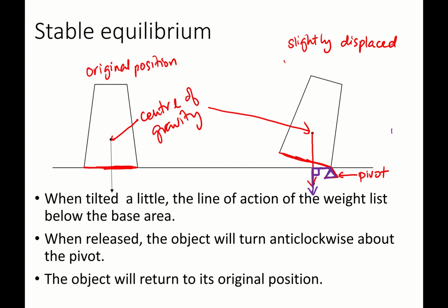So I'm going to enlarge it. I have the pivot, the perpendicular distance, and the weight, the force. So, doesn't this cause the object to turn anti-clockwise? Right? So the object will turn anti-clockwise about the pivot and return back to its original position.